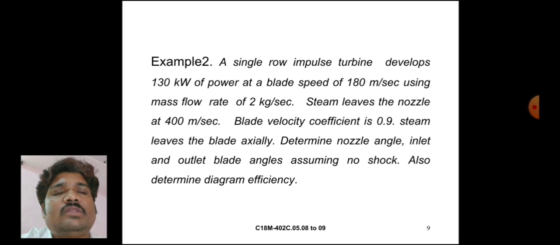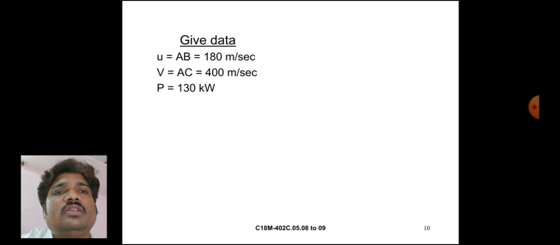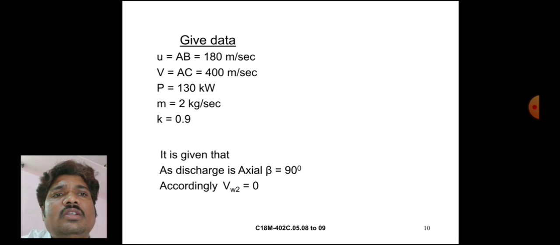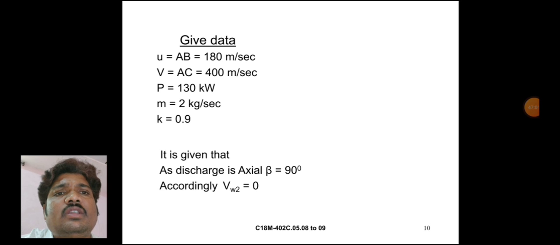In the second problem, the given data: blade velocity AB is equal to 180 meter per second. Velocity AC is equal to 400 meter per second. Power is 130 kilowatt. Mass flow rate is 2 kg per second. Coefficient K is equal to 0.9. It is given that as discharge is axial, beta is equal to 90 degree. Accordingly, VWT is equal to 0.